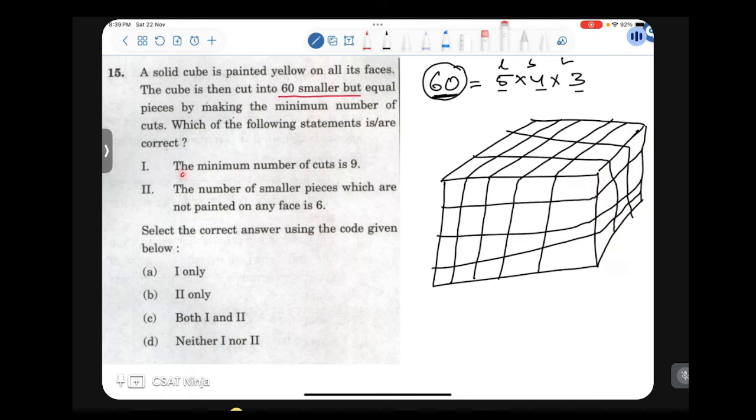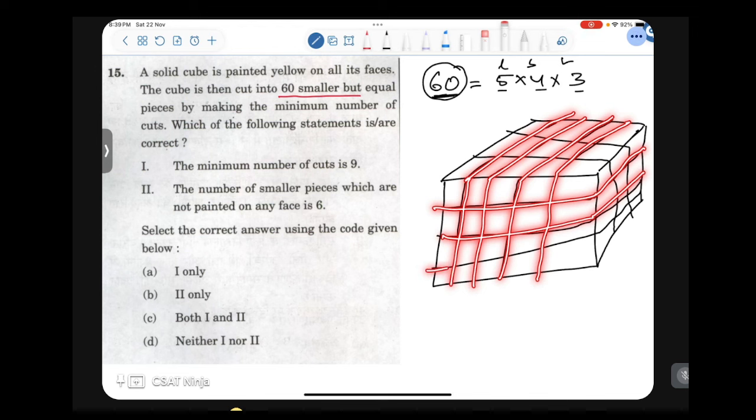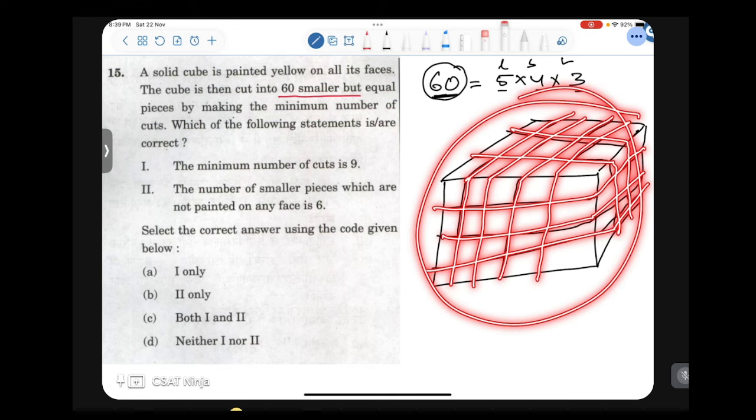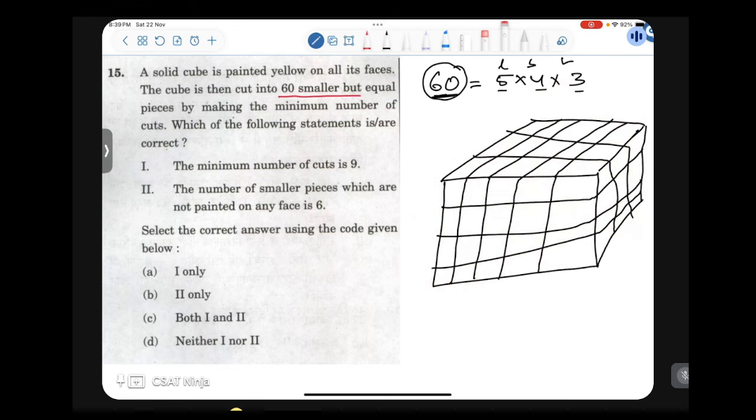Now, the minimum number of cuts is 9. So let us check how many cuts are required. We have 1, 2, 3, 4, 5, 6, 7, 8, and 9. So the answer here is 9. So you can cross-check with the formula also, but just by our basic understanding, we can say that the minimum number of cuts required is 9, which means statement number 1 is correct. Let us check statement number 2.